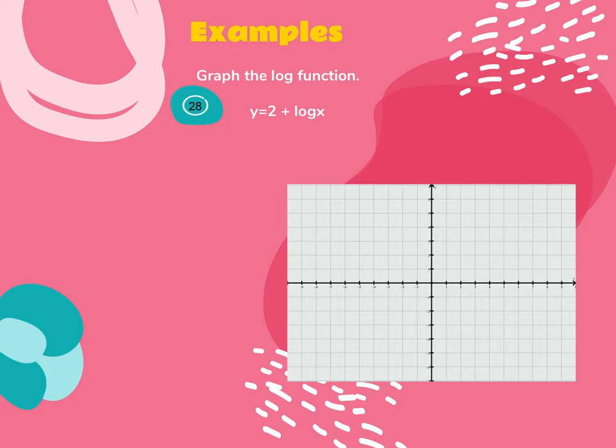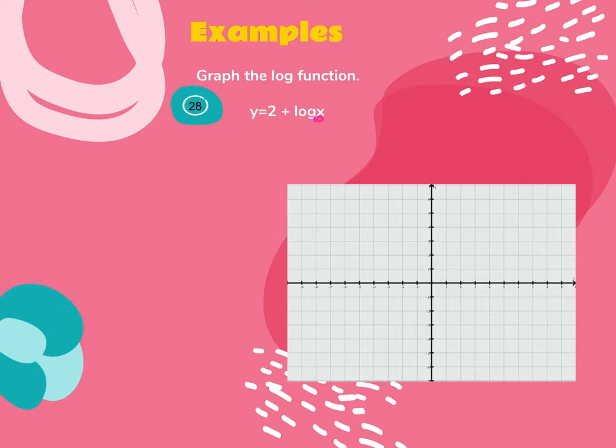All right, now we're adding something separate from the function. What does that normally do to a graph? It's going to shift it up 2 this time, right? This is not a horizontal shift, so our vertical asymptote is still at 0. Our domain is still at 0. So I'm going to rewrite it.